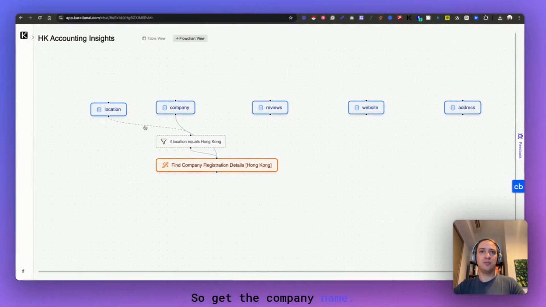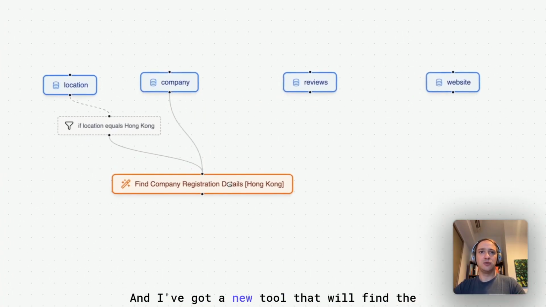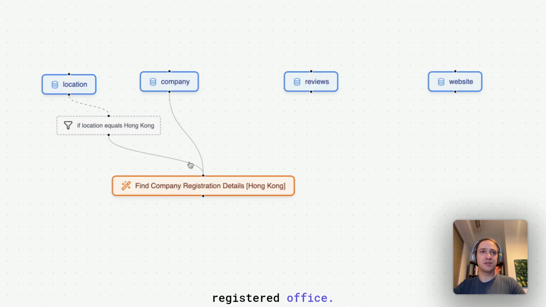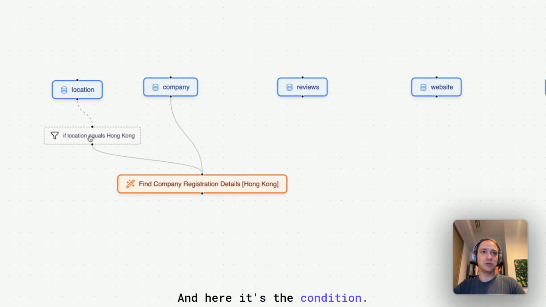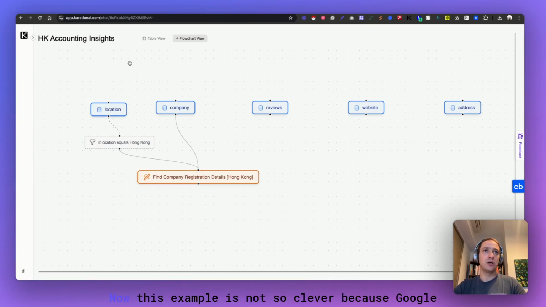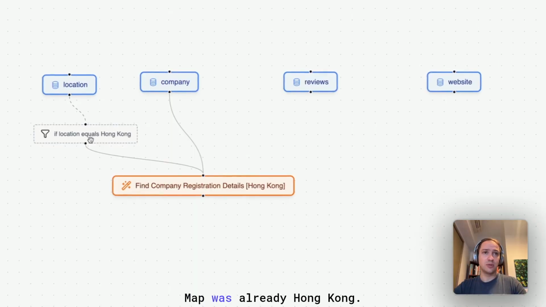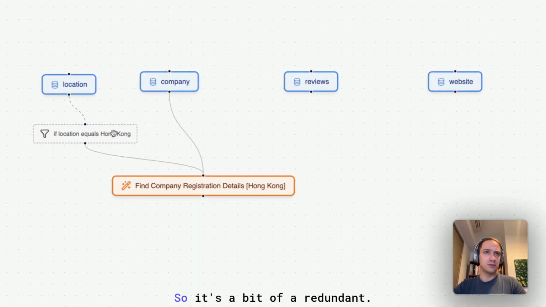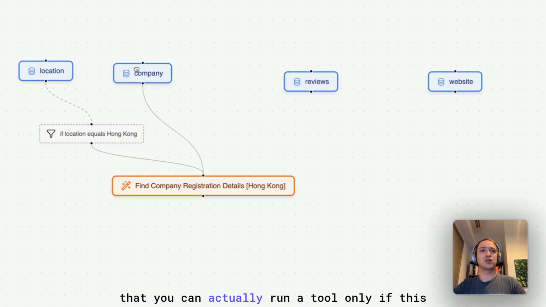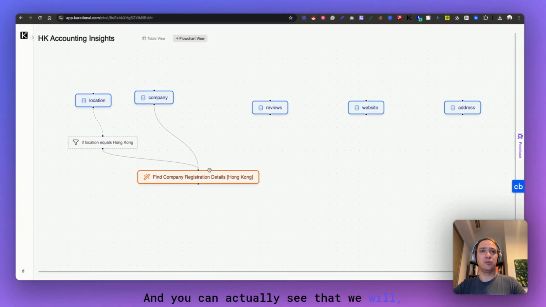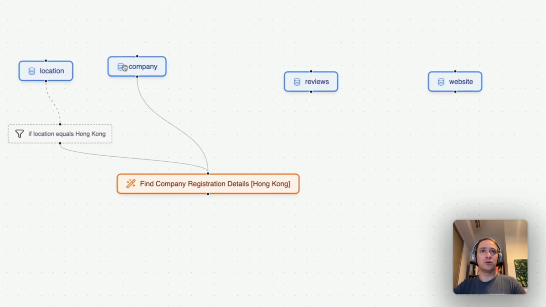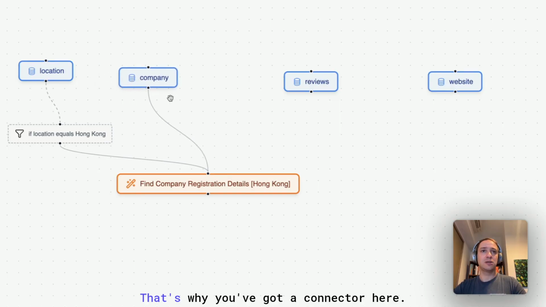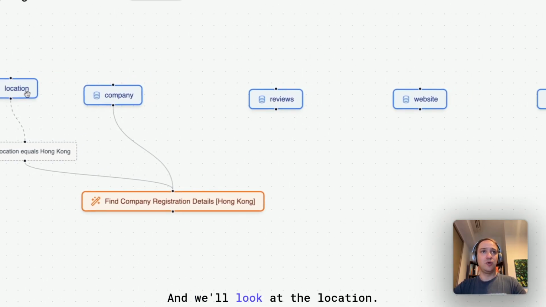So I get the company name, okay, and I've got a new tool that will find the registered office, and here is the condition. So I only search if it's Hong Kong. Now this example is not so clever because the Google Map was already Hong Kong, so it's a bit redundant. But anyway, it's just to show you that you can actually run a tool only if this condition applies, and you can actually see that to power this tool, we will use the company name. That's why you've got a connector here, and we'll look at the location.